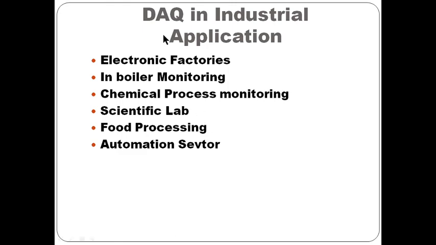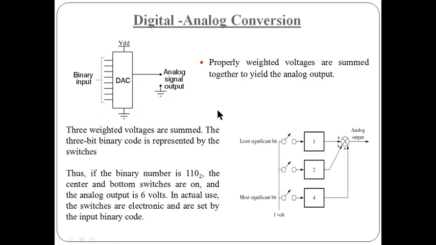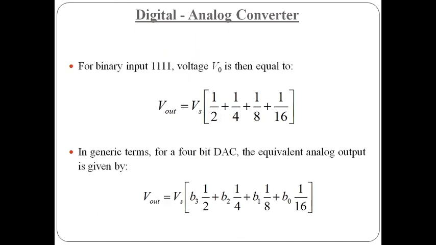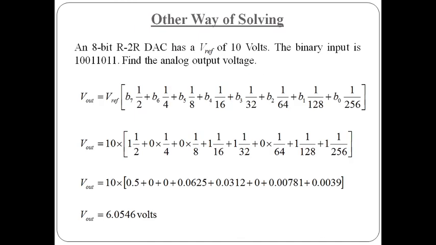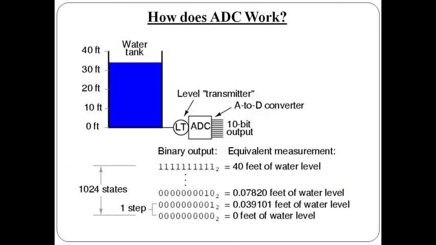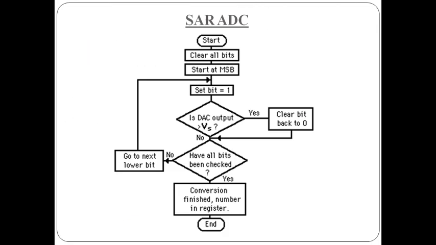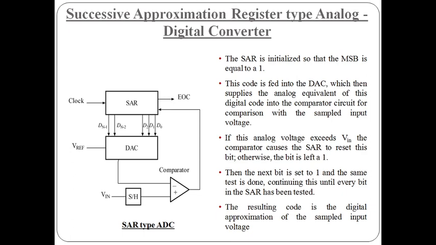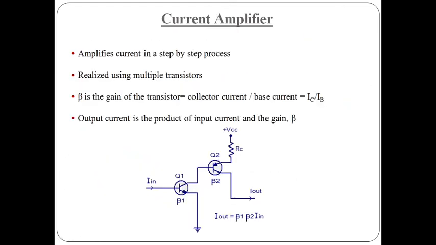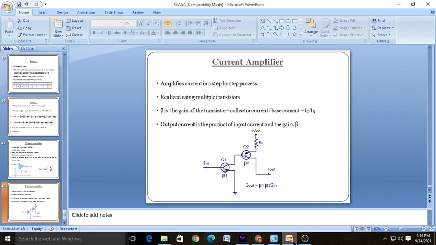Okay students, today we are stopping here. In the next section we will see about the digital to analog converter. We have the R to 2R converter, then the successive approximation and resistor type analog to digital converter. These are the important concepts we will talk about in tomorrow's session. Then we will see some numericals of this unit. Okay, so here we are going to stop.